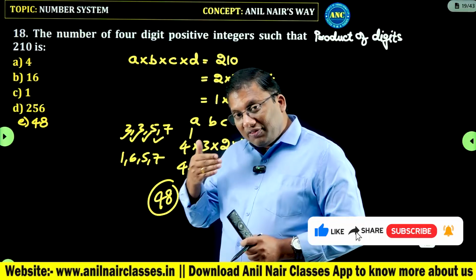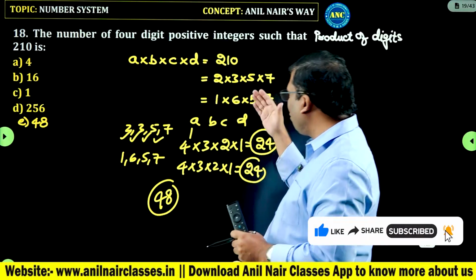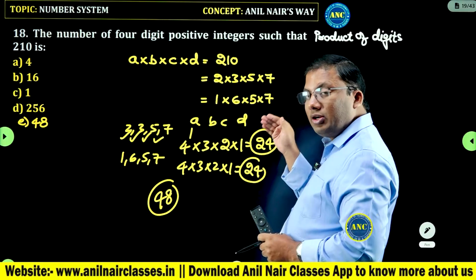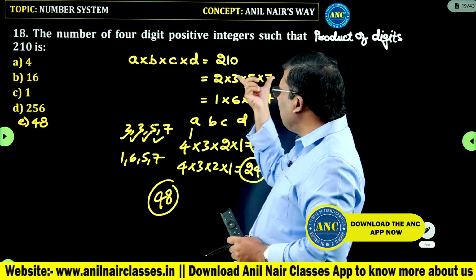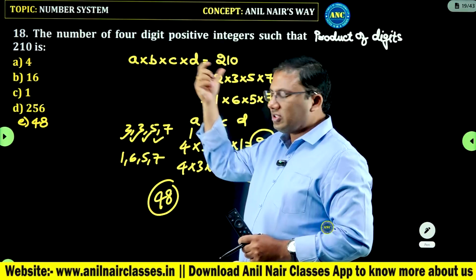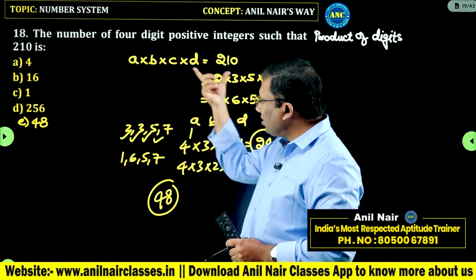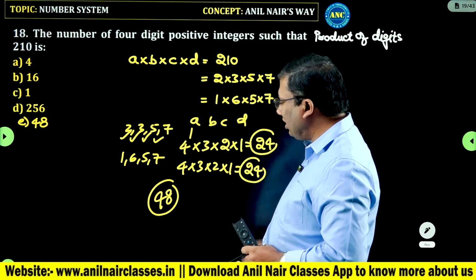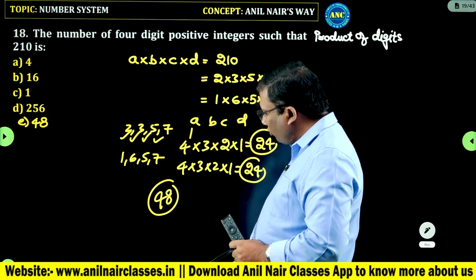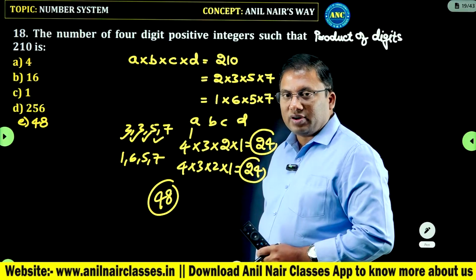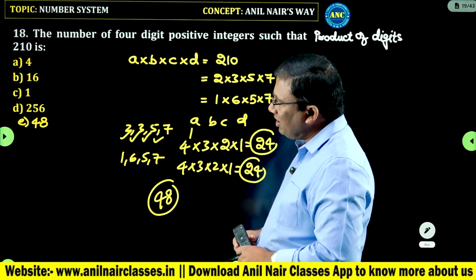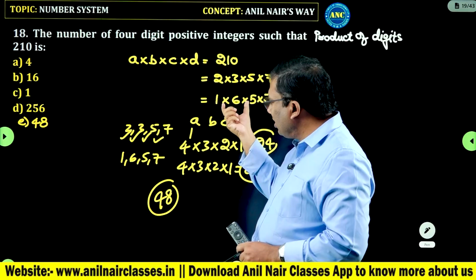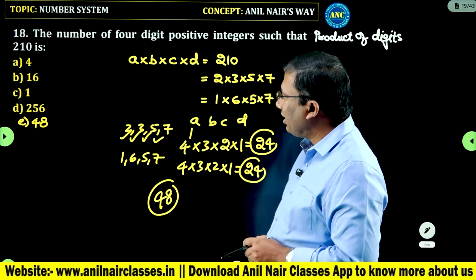What are the factorizations of 210? 2 into 3 into 5 into 7, or 1 into 6 into 5 into 7. These 4 numbers, 4 letters, 4 factorial. Either this condition or this condition: 4 factorial plus 4 factorial, 24 plus 24. Answer for this question is 48. Good question. The only thing is you might only consider one case. Consider this case also, and you will get the answer.